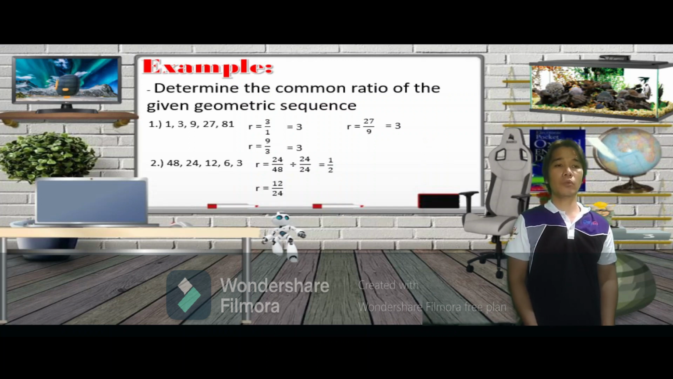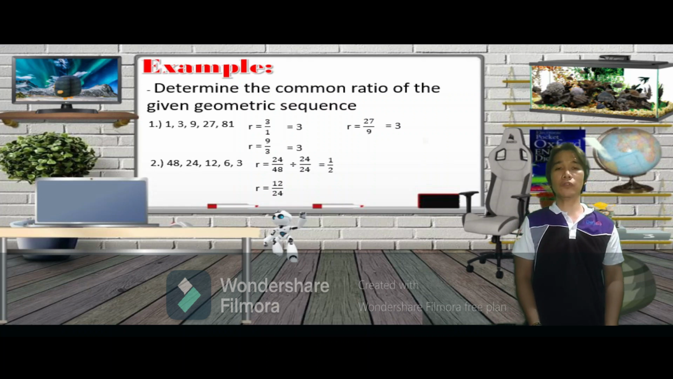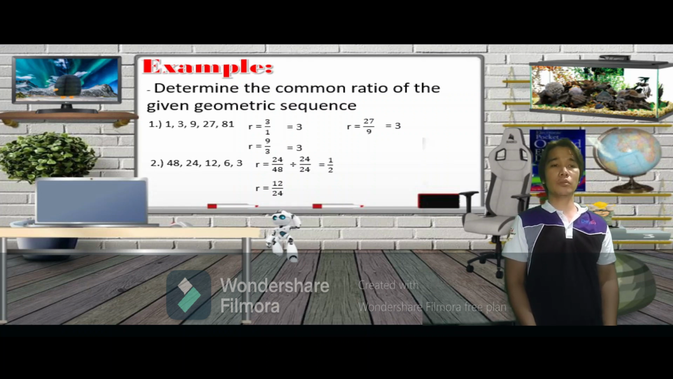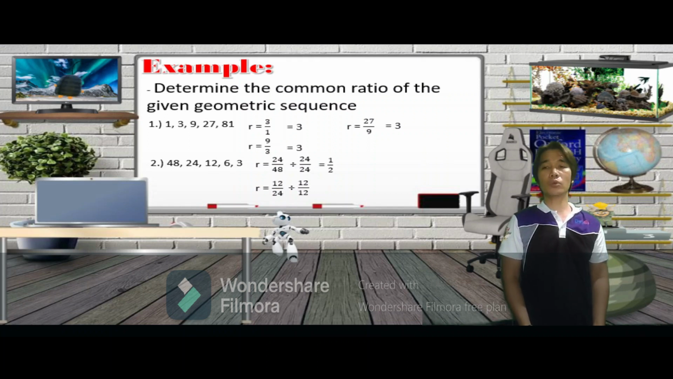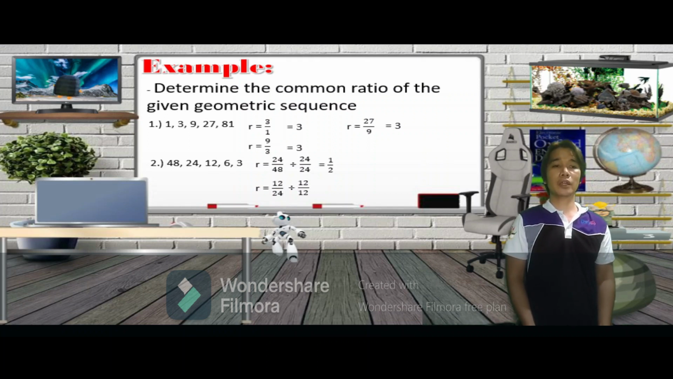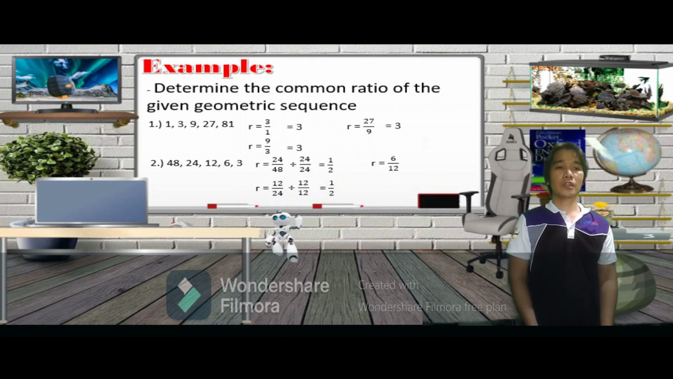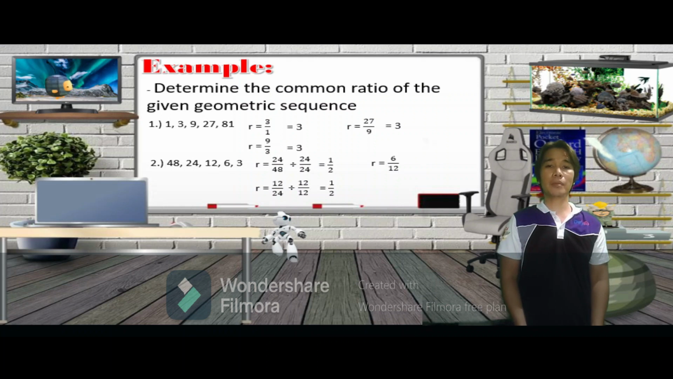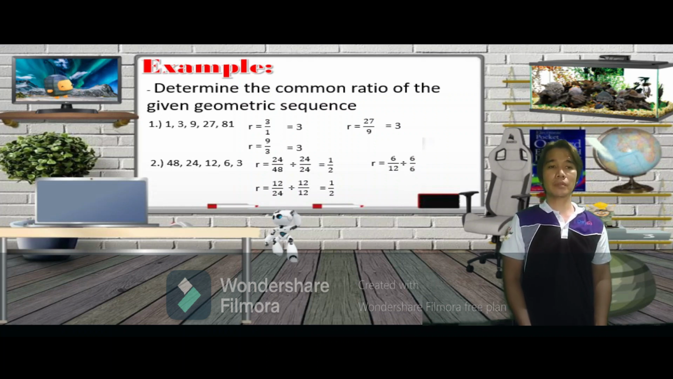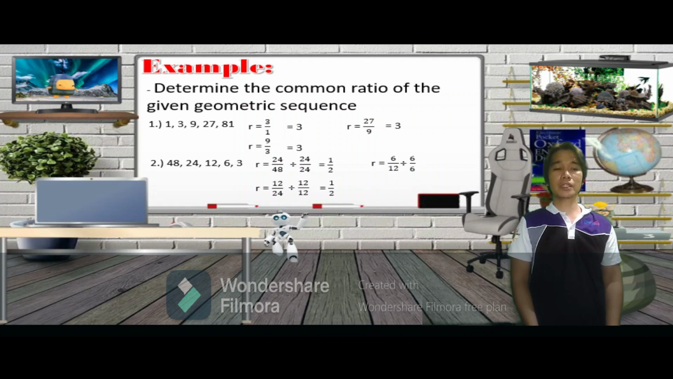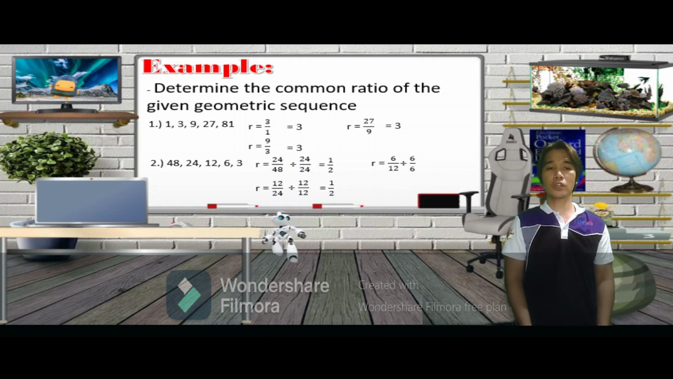Okay, let's check another one. We have 12 divided by 24. Divide both numerator and denominator by 12. So we have 12 divided by 12, that is 1. Then 24 divided by 12 is 2. So we have 1 half. And let's try another one. We have 6 divided by 12. Simply divide both numerator and denominator by 6. So we have 6 divided by 6 is 1. Then 12 divided by 6 is 2. Therefore, we have 1 half. So our common ratio for example number 2 is 1 half.